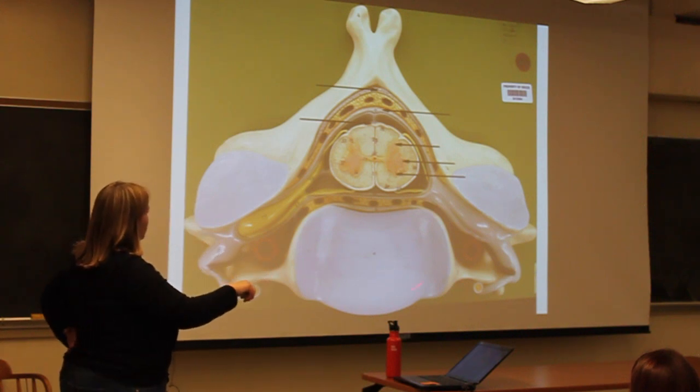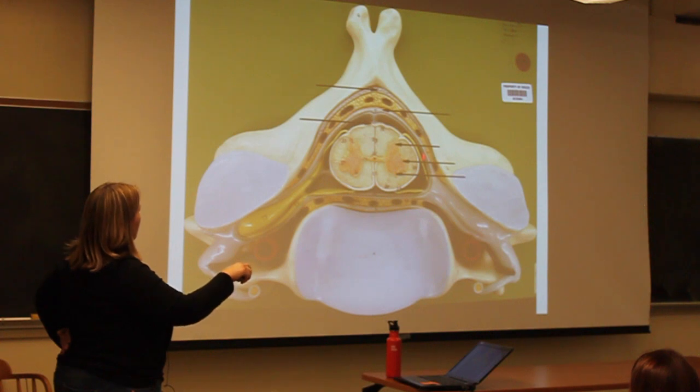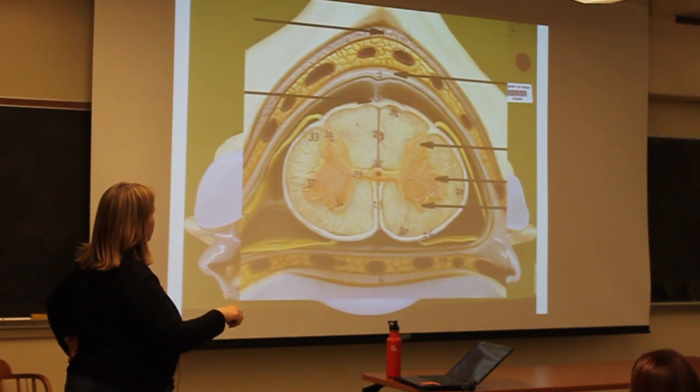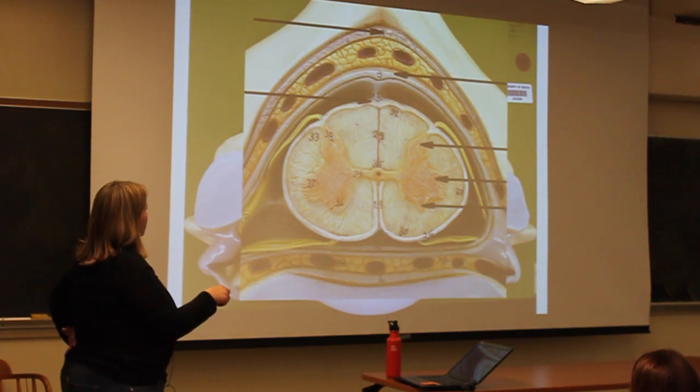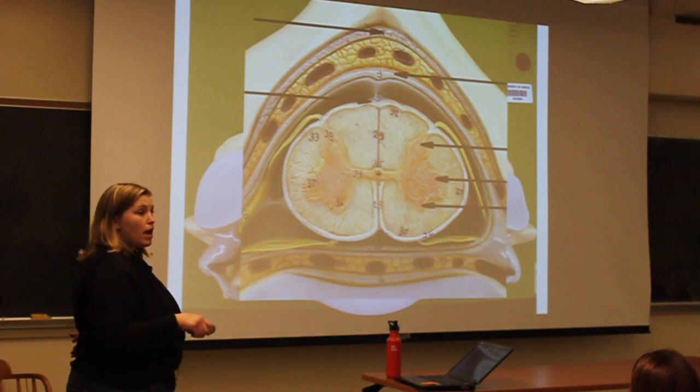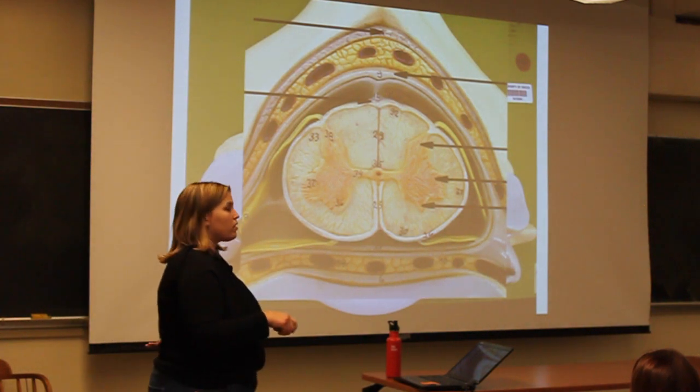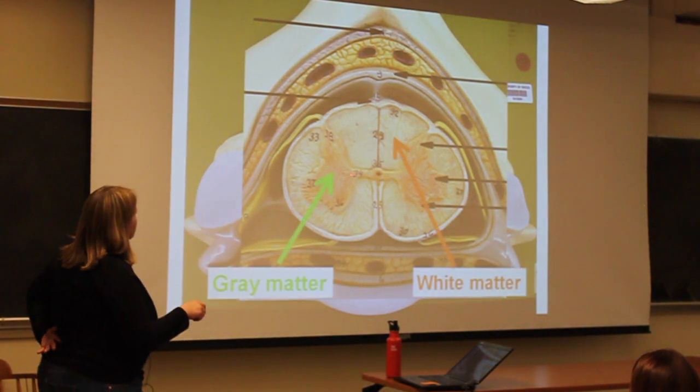This is the bony part of your back. And then you have the spinal cord itself in here. If we zoom in and look at this a little bit more closely, this is a model, so it doesn't quite have the same texture look to it as the other one did. But we have white matter and gray matter in your spinal cord as well. So this is the gray matter, and this is the white matter.